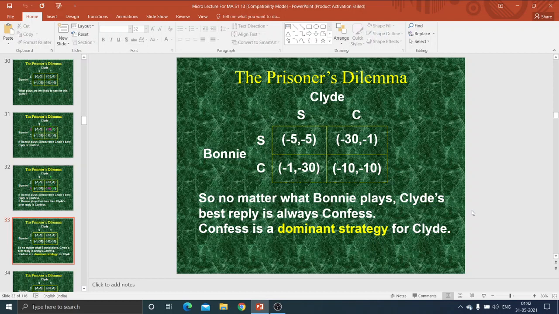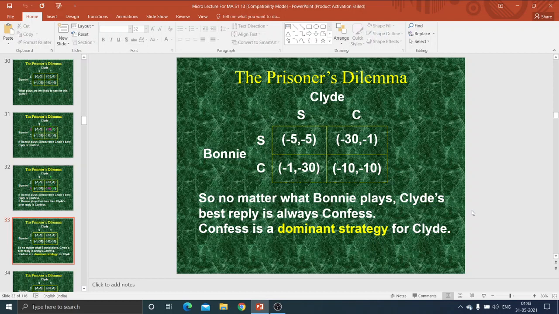So no matter what Bonnie plays, Clyde's best reply is always confess. Confess is a dominant strategy in this particular case. If the people were actually silent, they would want that, but it never happens, because of their selfish interest, or because of the non-cooperative setting itself. If you don't confess, you don't know whether the other person will choose silence or confess. If you confess and the other person stays silent, you get 1 year of imprisonment at the least, or at most 10 years.